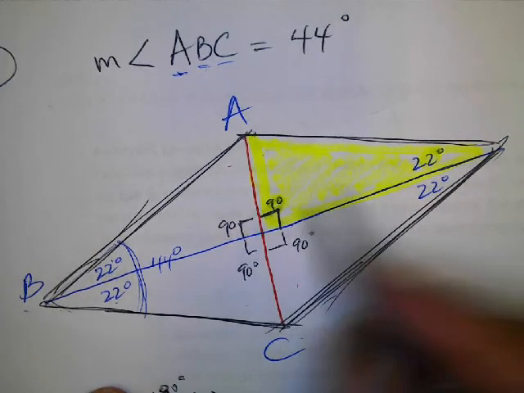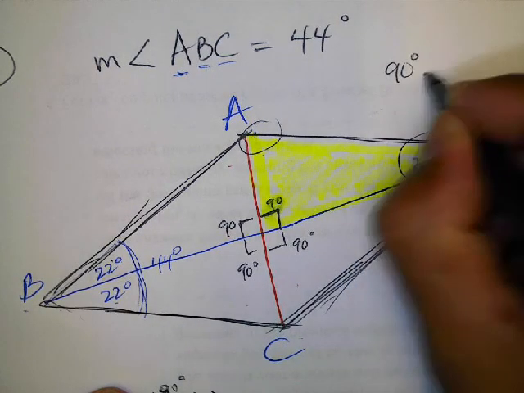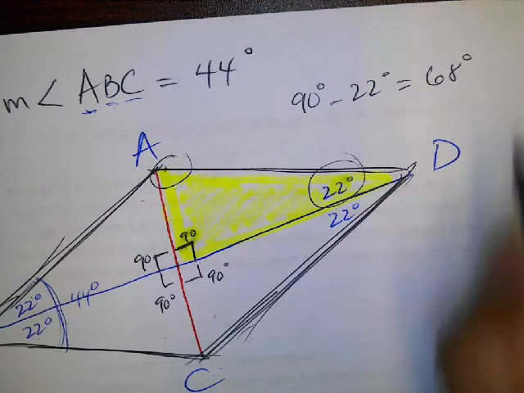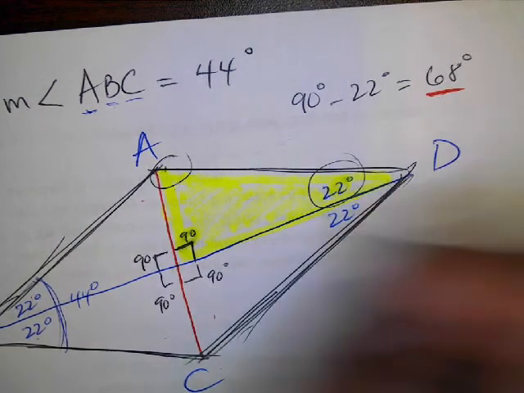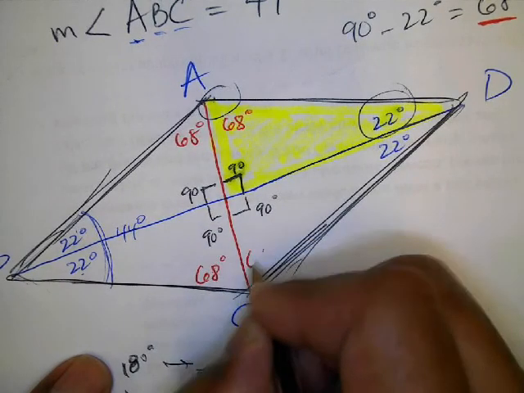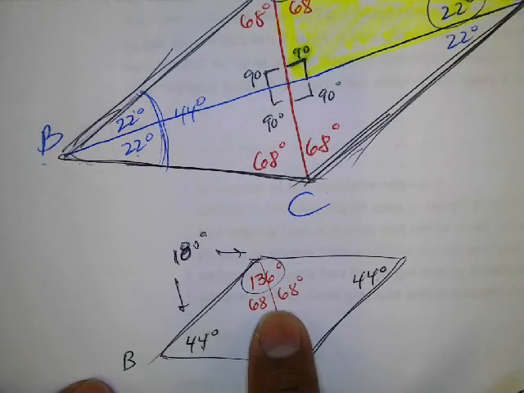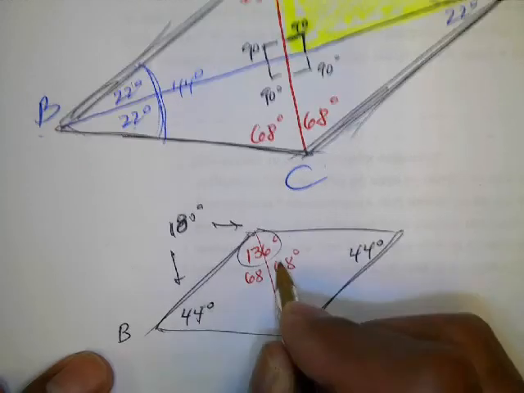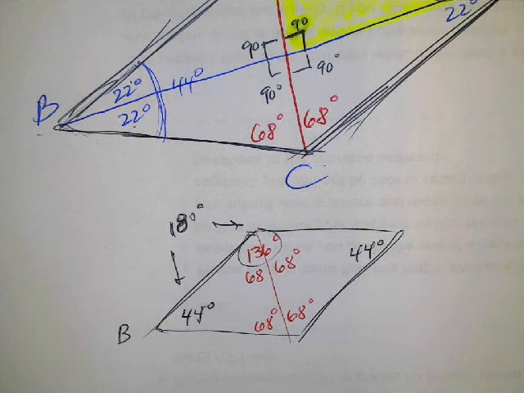Right? And if this one's 90, these two have to add up to 90. So what's 90 take away 22? 90 take away 22 is 68. That means this one's 68. This one's 68, this one's 68, this one's 68. And remember, we did that over here this other way. This was the whole thing, 136, but I divided it by 2, 68, 68, 68, 68. Either way you want to do it is fine.